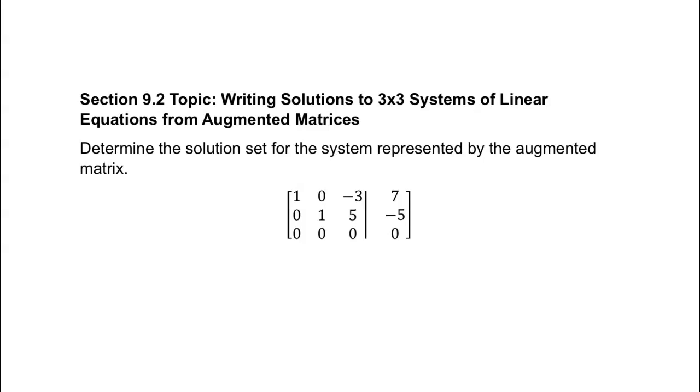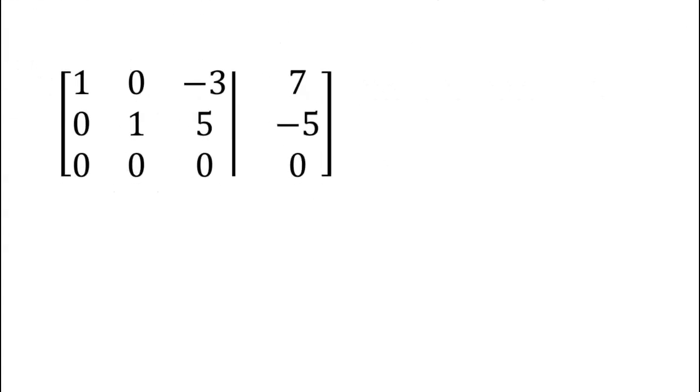In this video, we're looking at section 9.2, writing solutions to 3x3 systems of linear equations from augmented matrices. Determine the solution set for the system represented by the augmented matrix. So we have, in the first row, 1, 0, -3 on the left side and 7 on the right side. What does that mean? Let's go ahead and translate these into equations.